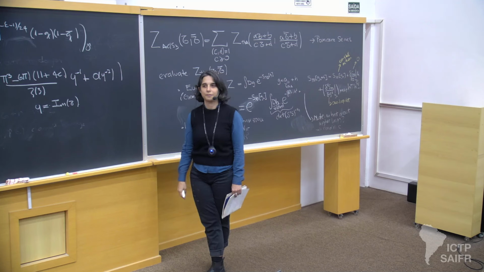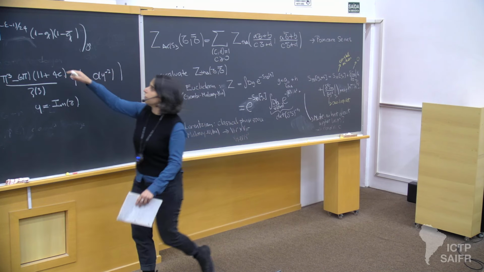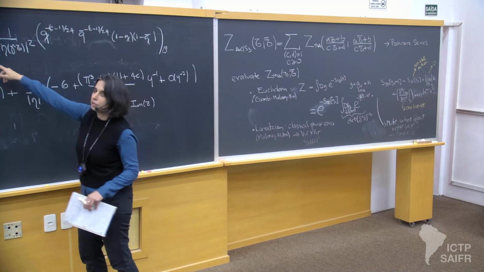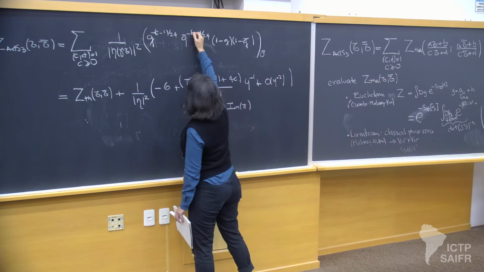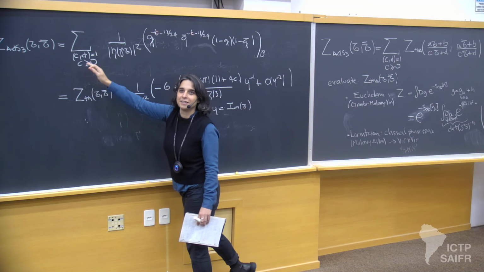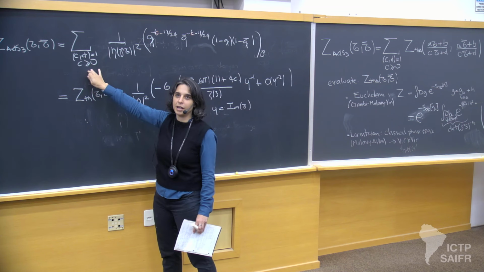Sorry, C here has nothing to do with that. This is the central charge, and this is an integer. Sorry, I am abusing notation. So let me write this one with red. That C has nothing to do with that C. This was the element of SL2 Z.